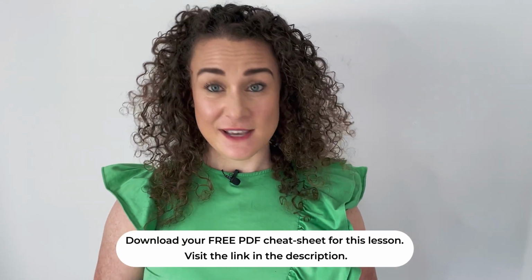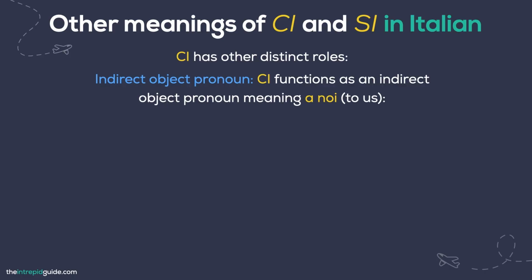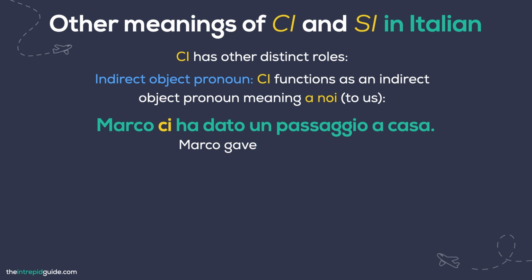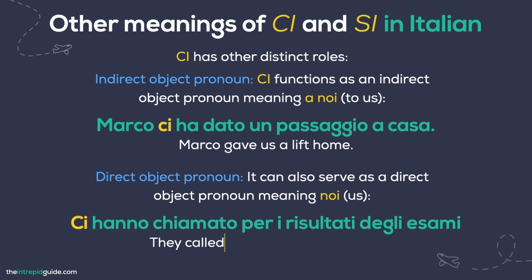On the other hand, ci has other distinct roles, such as an indirect object pronoun. Now, ci functions as an indirect object pronoun, meaning a noi, to us. For example, Marco ci ha dato un passaggio a casa. Marco gave us a lift home. It can also serve as a direct object pronoun, meaning noi, us. For example, Ci hanno chiamato per i risultati degli esami. They called us for the exam results.